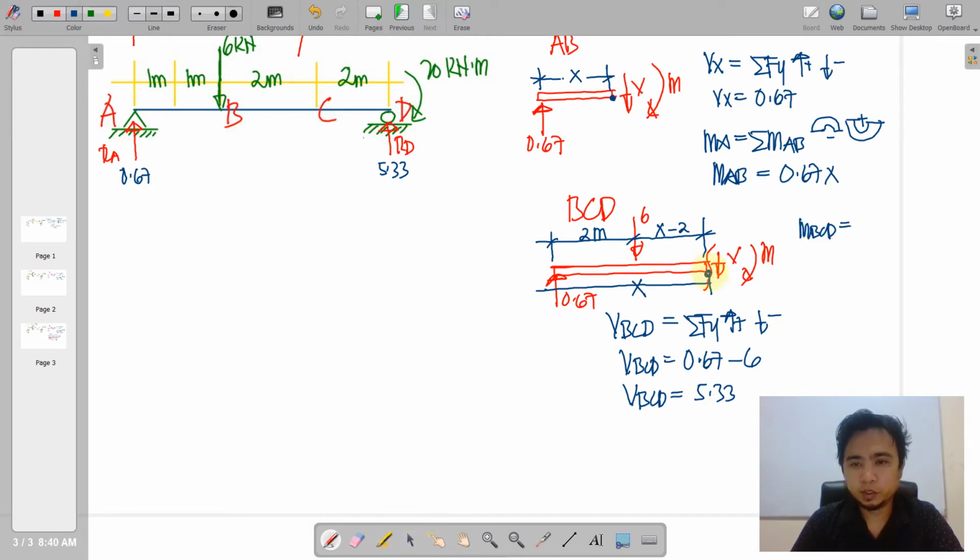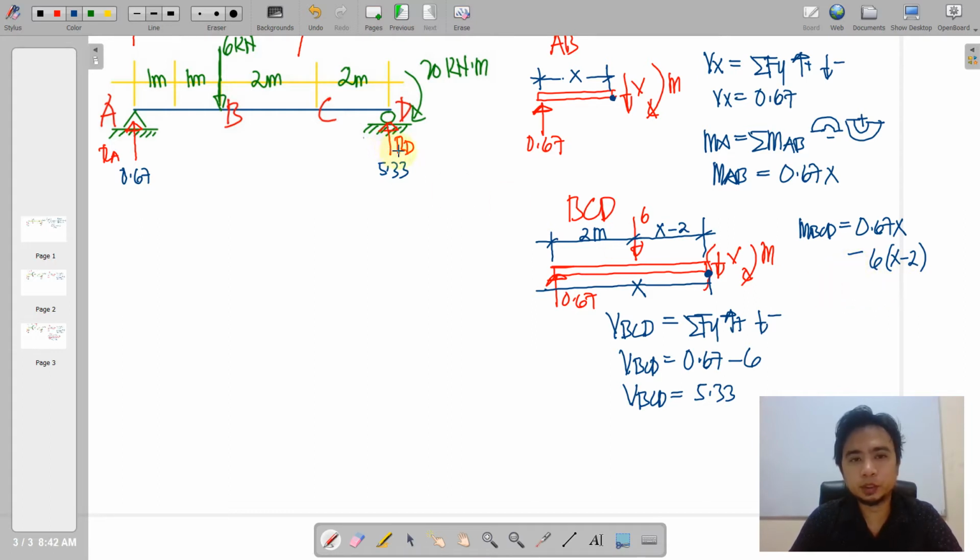So we also write the moment. We have to use this reference to take moments at this section. So first we have an upward fiber that is 0.67x. We less this 6 causing a concave downward fiber multiplied by the moment arm. So we have now this equation, 0.67x minus 6 quantity x minus 2, for our moment at BCD.